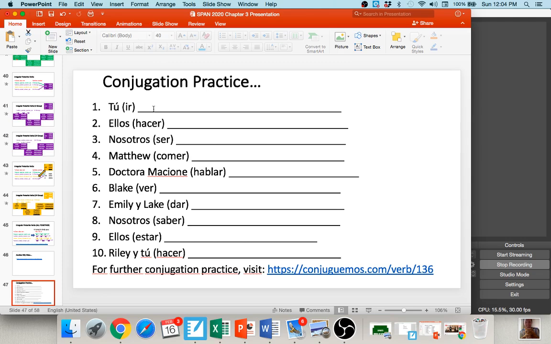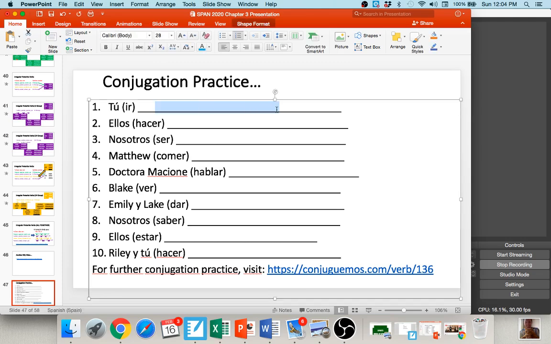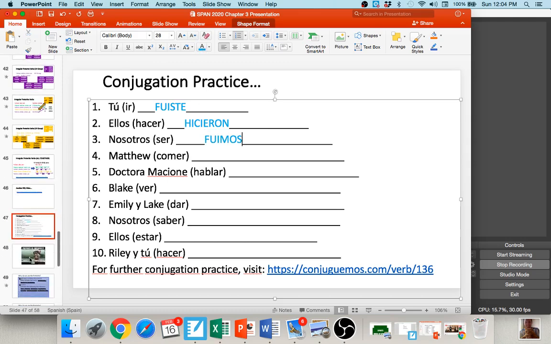Okay, hopefully now that you've had a second to try these, you can see with number 1 saying tú and ir, you go. This was the first word in our song. Ir became fui. Of course, in the tú form, instead of fui, we're going to end up with fuiste. Number 2, ellos and hacer. Hacer, of course, our stem became hic. And then in the they form, we should end up with hicieron. And nosotros and ser. Ser again became fui. To say that we were, we would say fuimos. Okay, hopefully you're doing okay with these.